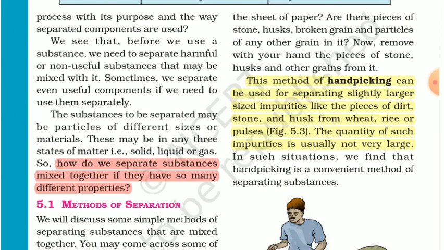Substances to be separated may be particles of different size or materials. These may be in any of the 3 states of matter. Now you have to remember that there are 3 states of matter, that is solid, liquid and gas. I hope that you know it very well, what is solid. If anything is hard or has its particular shape, right? Suppose you are watching this video on your mobile or a computer, so you can easily touch that mobile or computer, and it has its definite shape. So that is what? That is a solid.